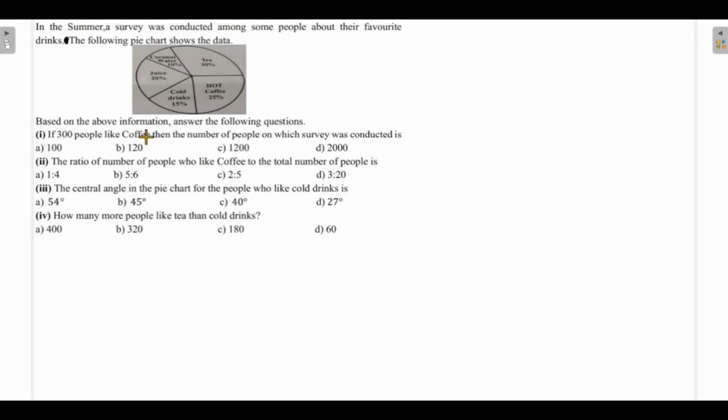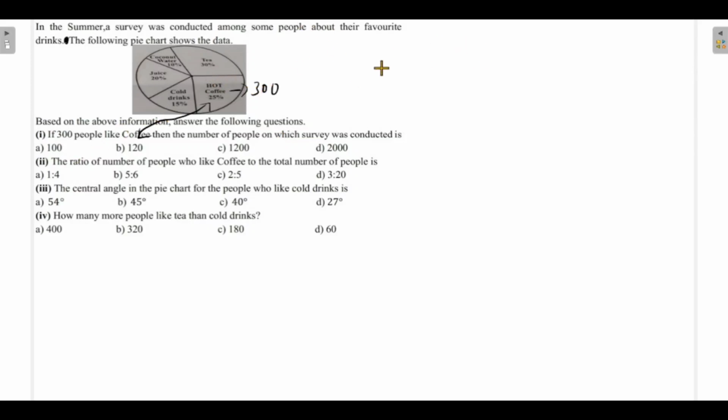If 300 people like coffee, here the total number of people who like coffee is already given. That means 25% is coffee, and the total number of people on which the survey was conducted is... 25% means 300. 300 people like coffee. Then the number of people on which the survey was conducted is? You have to find out the total number of people on which the survey was conducted by using this given data.